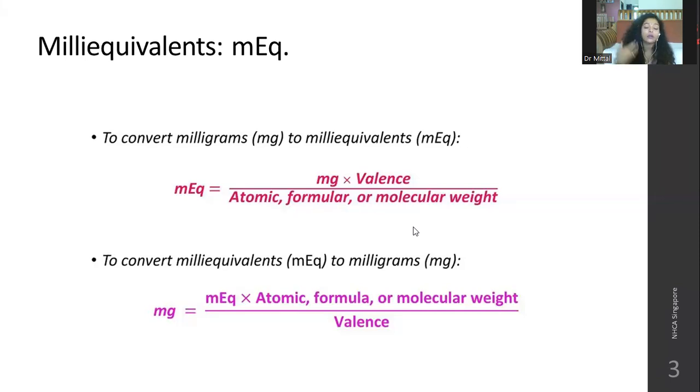Okay, this is how you calculate the milli equivalent formula. If you just do the cross multiplication, I guess you all know what cross multiplication is, you can find the milli equivalent formula, or you can get back the mg out of the milli equivalent formula when you do the cross multiplication. Okay, so is the formula clear, the meaning of this formula from the atomic point of view, from the chemistry point of view? Is it clear?